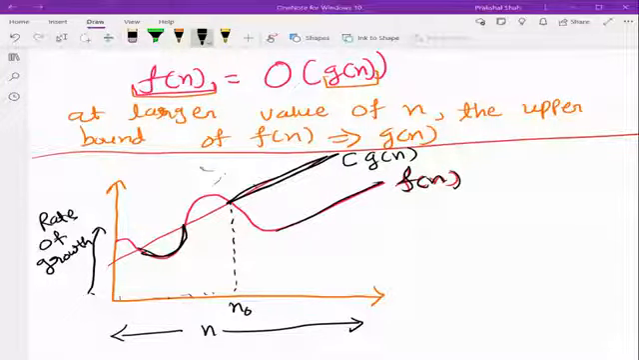This is my tight upper bound, represented by g of n. Can I say that from this particular graph? Yes or no?